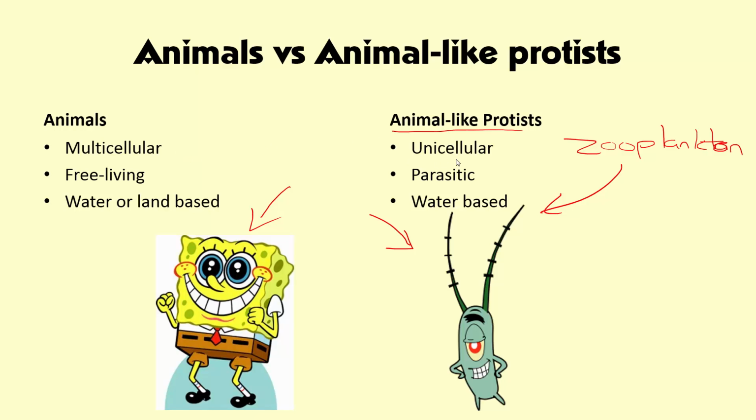Okay, so some of the major differences between animals and animal-like protists are: animals are multicellular, animal-like protists are unicellular, so one cell, many cells. Animals are free living. They gather their own food, they consume it. Animal-like protists, a lot of them are parasitic, but not all of them. Animals, especially sponges, do live in water, but some animals live on land. Animal-like protists are completely water-based. They must live in water, otherwise they cannot support life on land. So those are the three main differences between animals and animal-like protists.